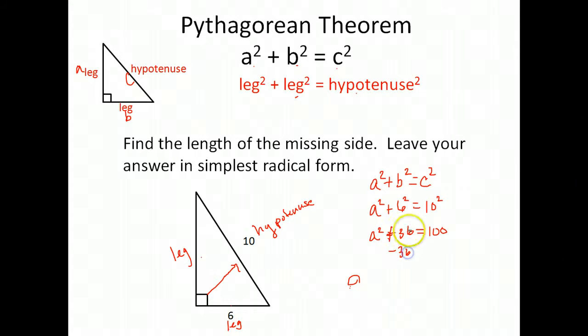We subtract 36 from both sides to get a by itself. When I do that, I get that a squared equals 64. And then to remove a square, you take the square root. The square root of 64 is a whole number, so we don't have to leave it in radical form. The square root of 64 is 8. So my missing side was length 8.